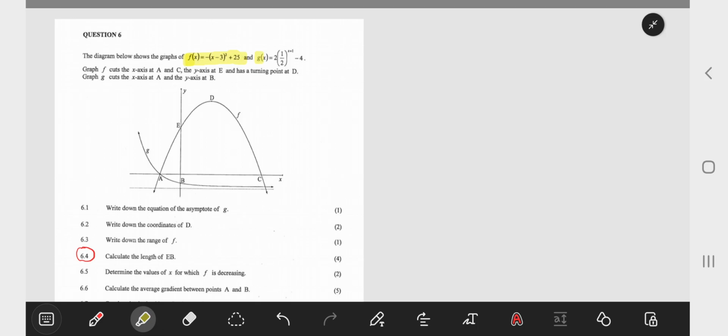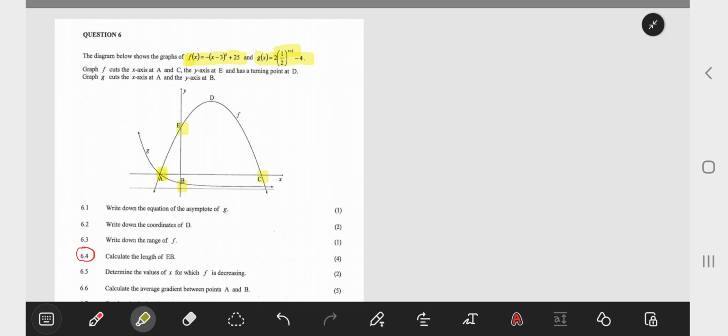and g of x, which is an exponential function. Okay, and the graph f cuts the x-axis, that is the x-intercepts at a and c. So my x-intercepts for f are a and c. Okay, and the y-axis, which is the y-intercept at e, and then a turning point at d. And then graph g, which is your exponential function, it cuts the x-axis at a, so it means these graphs have a common x-intercept, which is coordinate a, right? And the y-axis at b, so that is the y-intercept of this exponential graph.